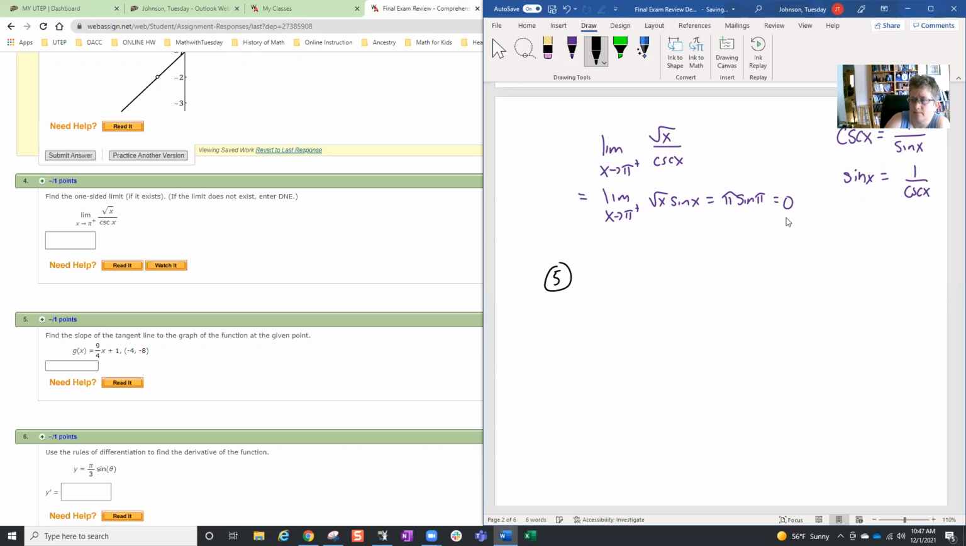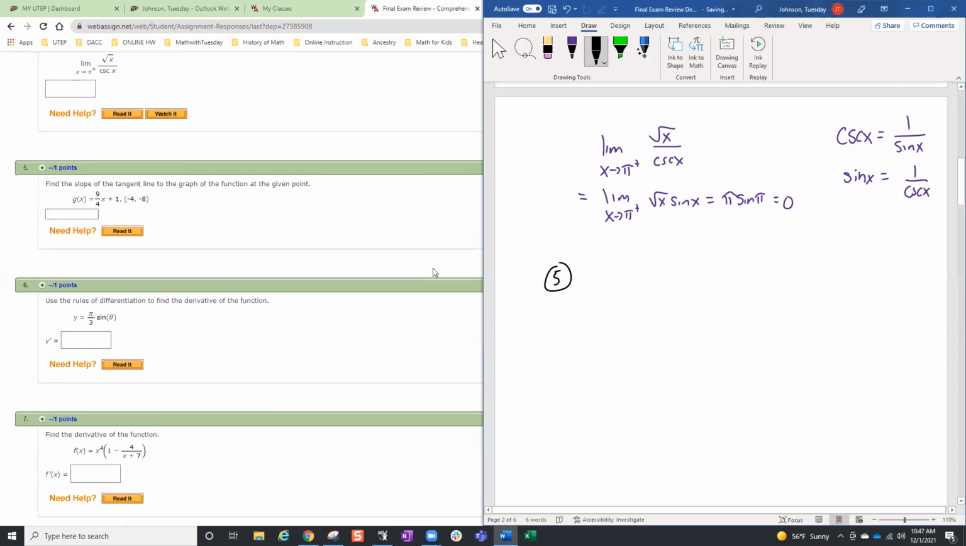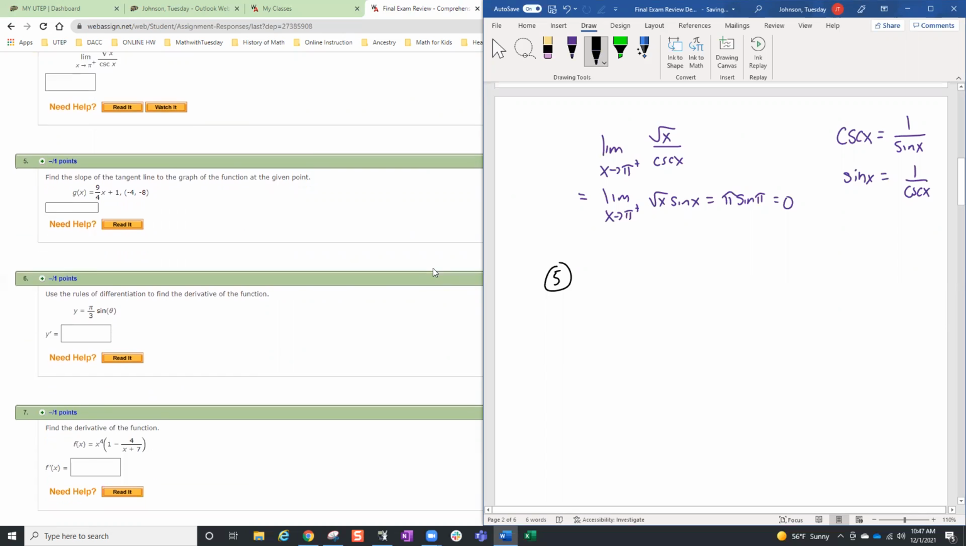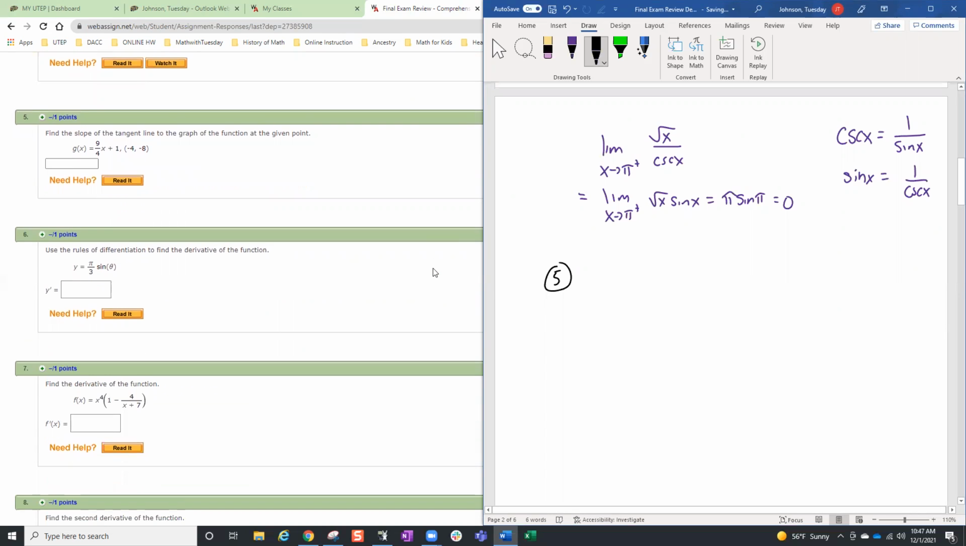Number 5. All right. Now, when I tell you, do not overthink, I mean, don't overthink this. When it comes to math, everybody has an easy time making it harder than it should be. Number 5, slope of a tangent line. And we know that this is the derivative at a point.